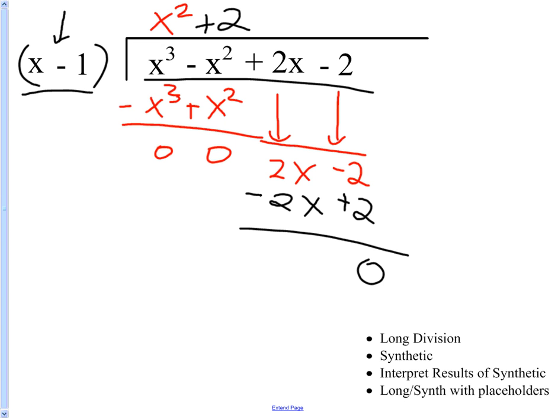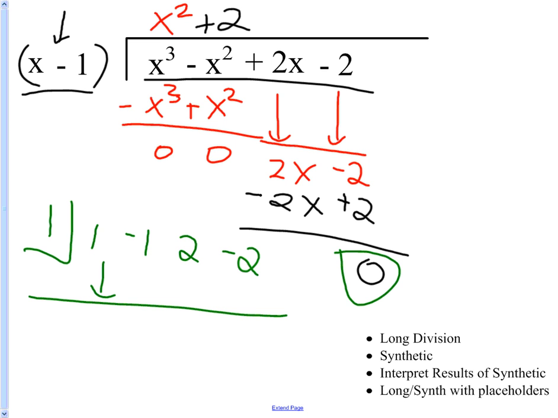All right, good. So now, I'm always trying to get you to understand what it really means, other than just, oh, it worked. Okay, so the synthetic of this would have been to try 1 like this. And 1, and -1, and 2, and -2. And you should always check to see if you needed placeholders. Did I need placeholders on this one? No. So I dropped the 1 down, and I got 1. 1 times 1 is 1. Add them, 0. Multiply them, 0. Add them, 2. Multiply them, 2. Add them, and I got 0.